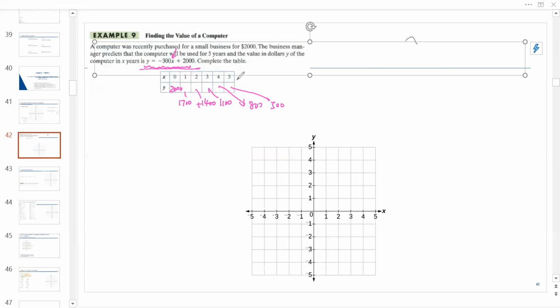So x became the years, y became the money, the value of the computer. So you can build the relationship between them as x, y, right? You can become a pair. All right, so it's 0, it's 2,000. If you use 1 year, what's left is 1,700. If 2 years, you got 1,400. 3 years, you got 1,100. 4 years, after that, you only have 800 of value left. And after 5 years, only 500 left.